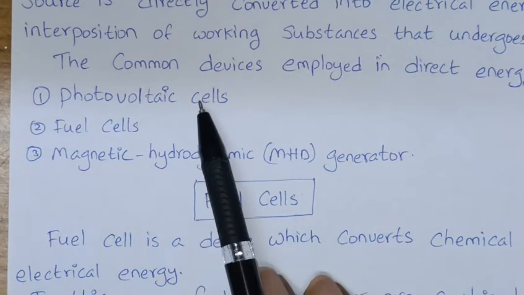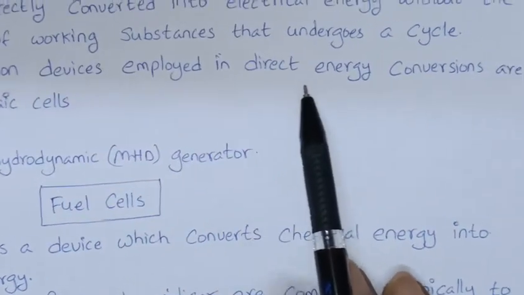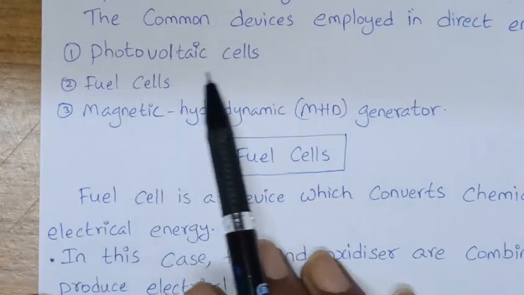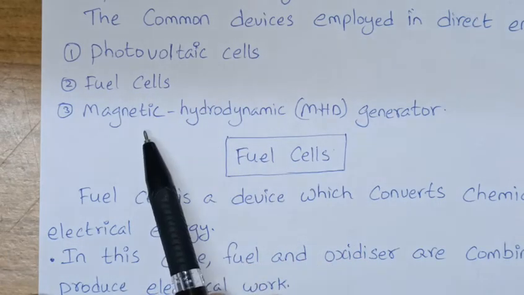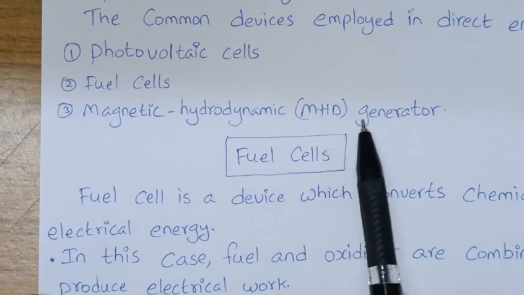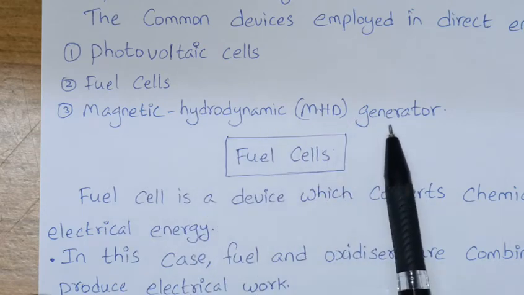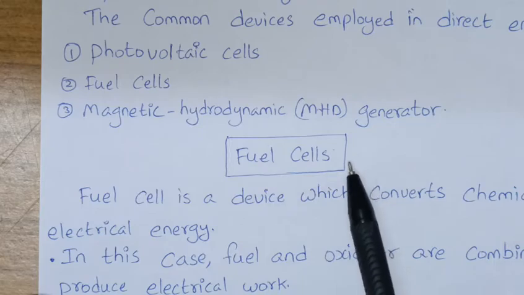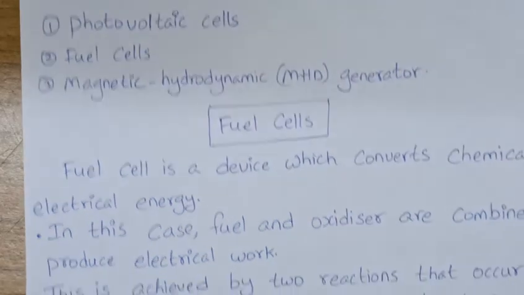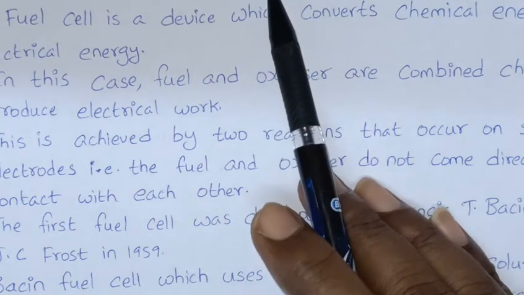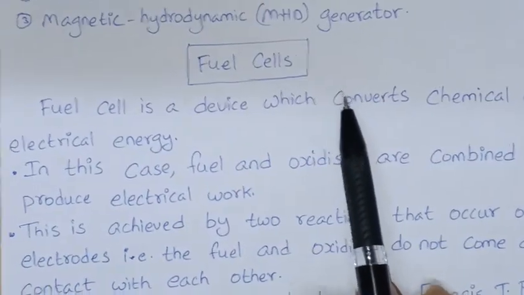The common devices employed in direct energy conversions are photovoltaic cells, fuel cells, and magnetohydrodynamic (MHD) generators. Now we'll start with the fuel cells. This is as per our syllabus, so we will discuss fuel cells.